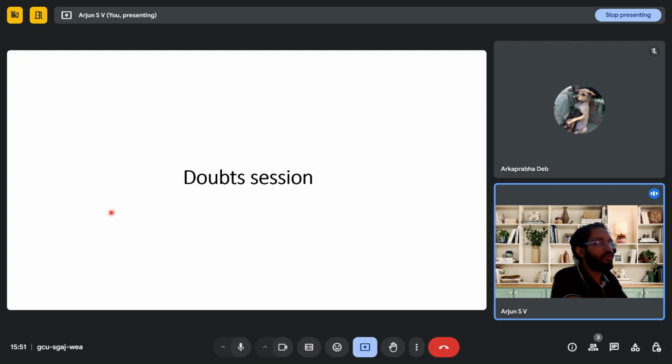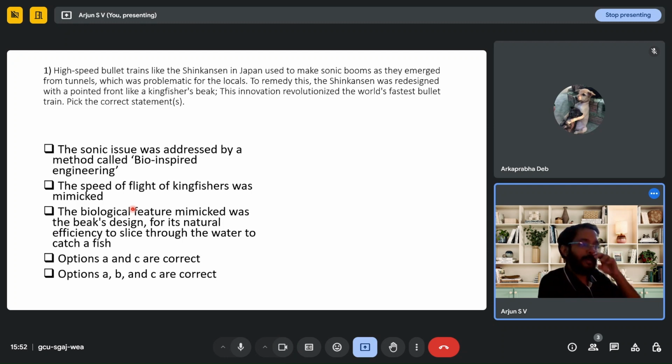Okay, I'll just quickly go over the questions of the last week. The first one is: high-speed bullet trains like the Shinkansen in Japan used to make sonic booms as they emerged from tunnels, which was problematic for the locals. To remedy this, the Shinkansen was redesigned with a pointed front like a kingfisher's beak. This innovation revolutionized the world's fastest bullet train. The correct statements: here options A and C are correct. That is, the sonic issue was addressed by a method called bioengineering, and the biological feature mimicked was the beak's design for its natural efficiency to slice through water to catch a fish without making any noise.